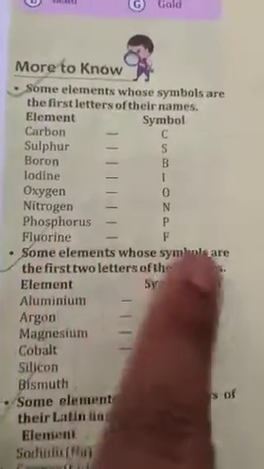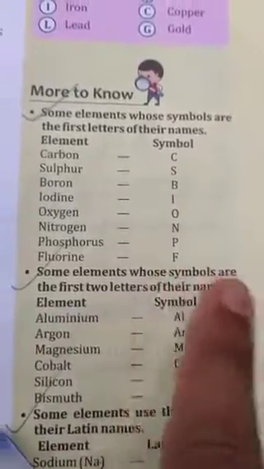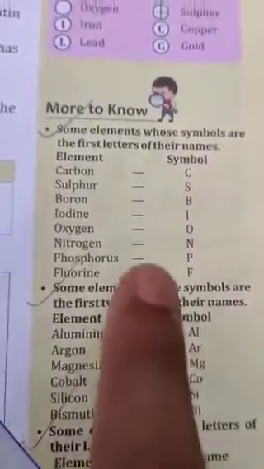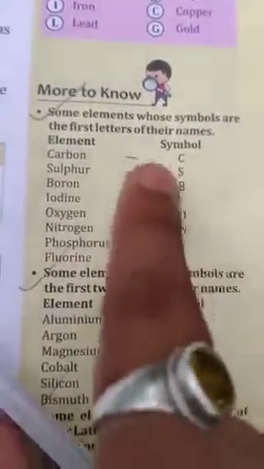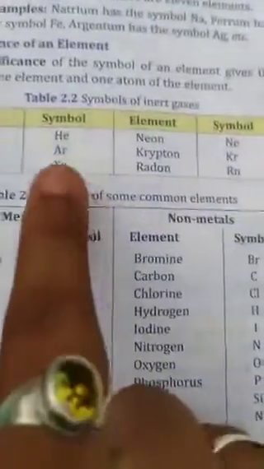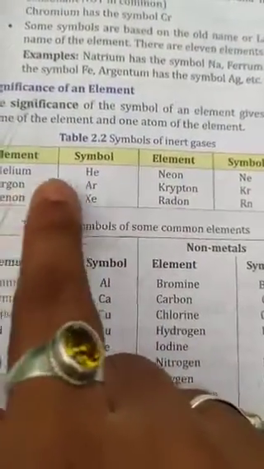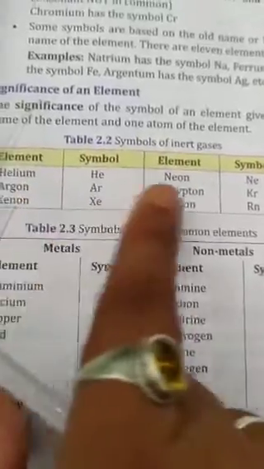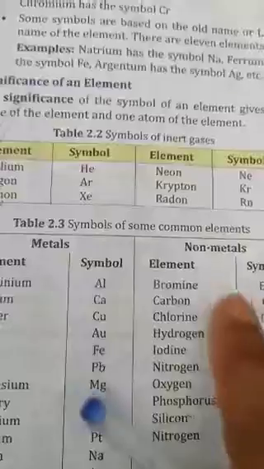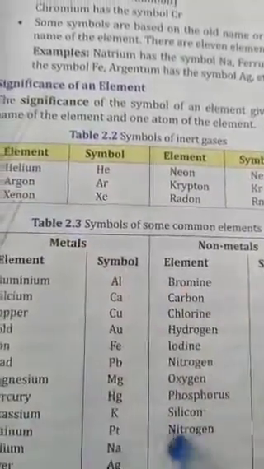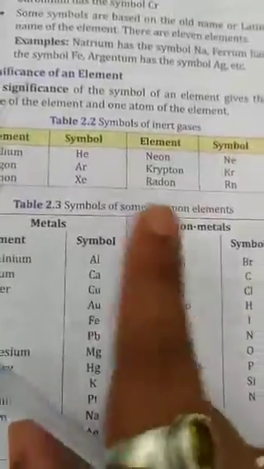And some elements I already told: the first two letters, aluminum, argon, and other names. And some elements use only the first letter as the symbol. You have to remember this. In table 2.2 also, that is the inert gas symbols: helium, neon, argon, xenon, krypton, radon. These are the symbols you have to remember. Next, in table 2.3 also some elements are given. So you have to remember these symbols for the elements.